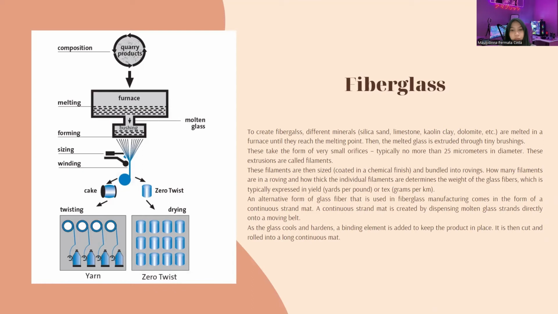An alternate form of glass fiber that is used in fiberglass manufacturing comes in the form of a continuous strand mat. Continuous strand mat is created by dispensing molten glass strand directly onto a moving pad. As the glass cools and hardens, a binding element is added to keep the product in place. It is then cut and rolled into a long continuous mat.